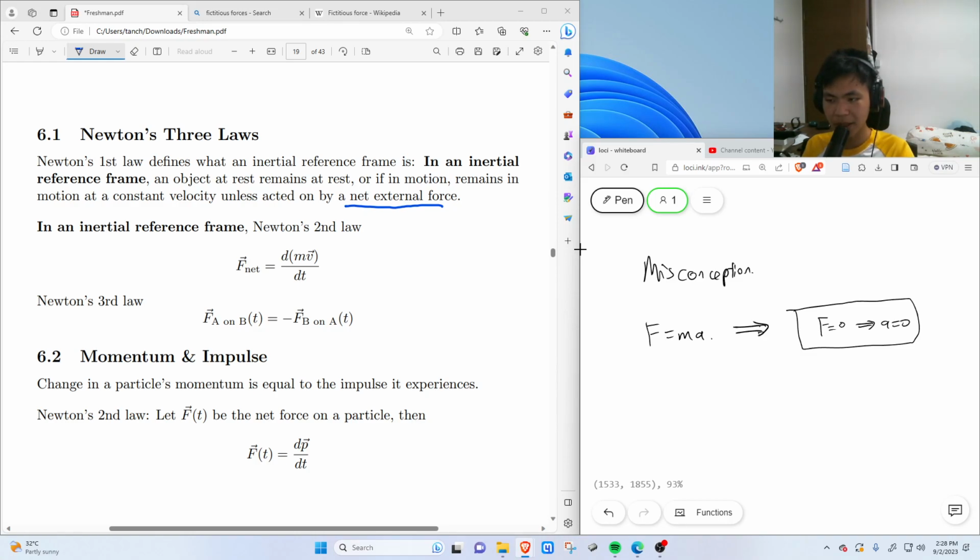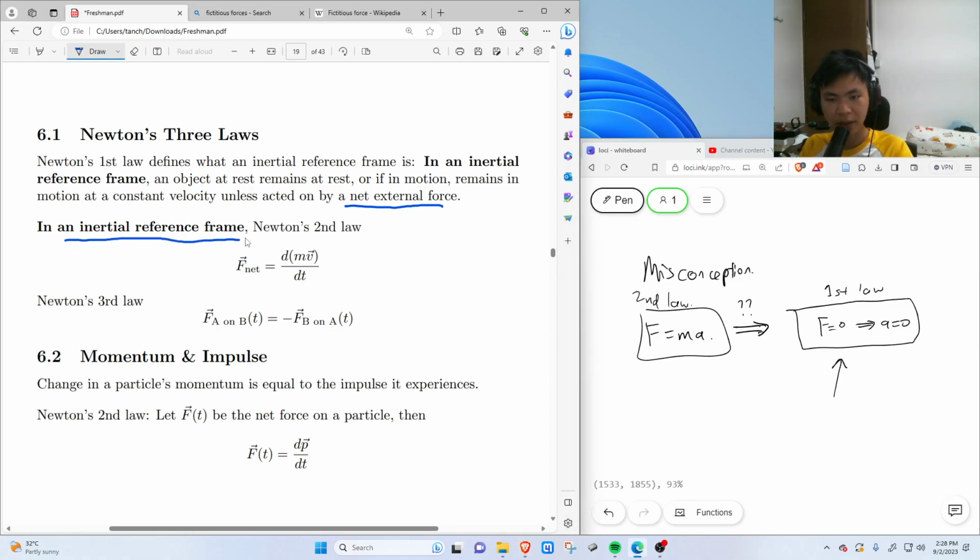And so people often see this expression and ask, isn't Newton's first law just substituting F equals 0 into Newton's second law? The answer is that this is actually not what Newton's first law is about. Newton's first law is actually the definition of an inertial reference frame. One part that is constantly left out in most textbooks is that Newton's second law only holds in an inertial reference frame.